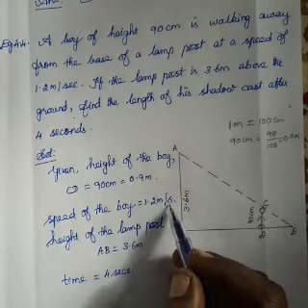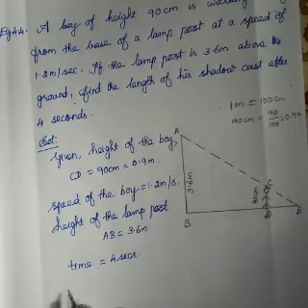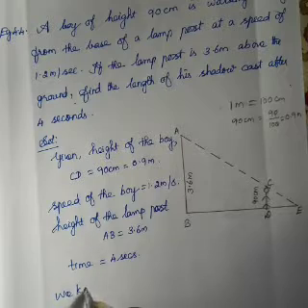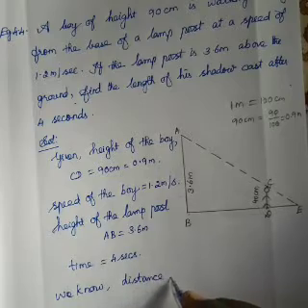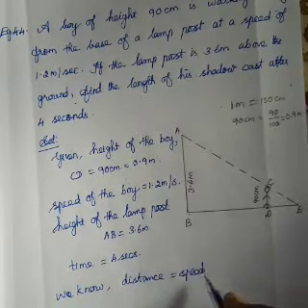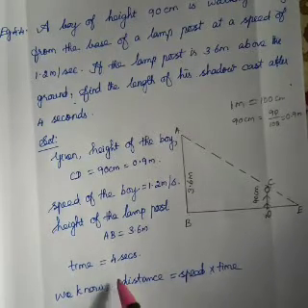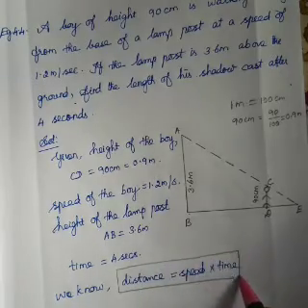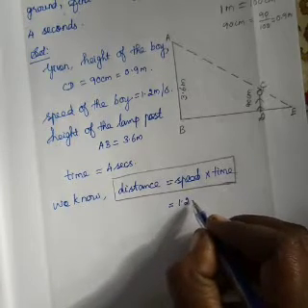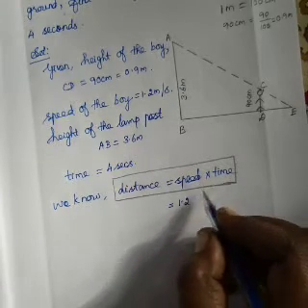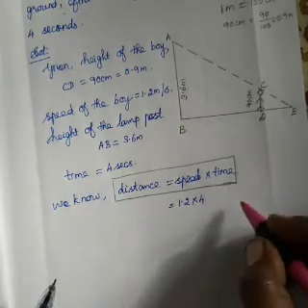Per 1 second he walks 1.2 meter. So how much distance can he cover? We know the formula, distance equal to speed into time. You can write that inside the box since it is a formula. Now you apply the values. What is the speed of the boy? It is 1.2 meter per second and the time is 4 seconds. So 1.2 into 4. How will the unit be considered?